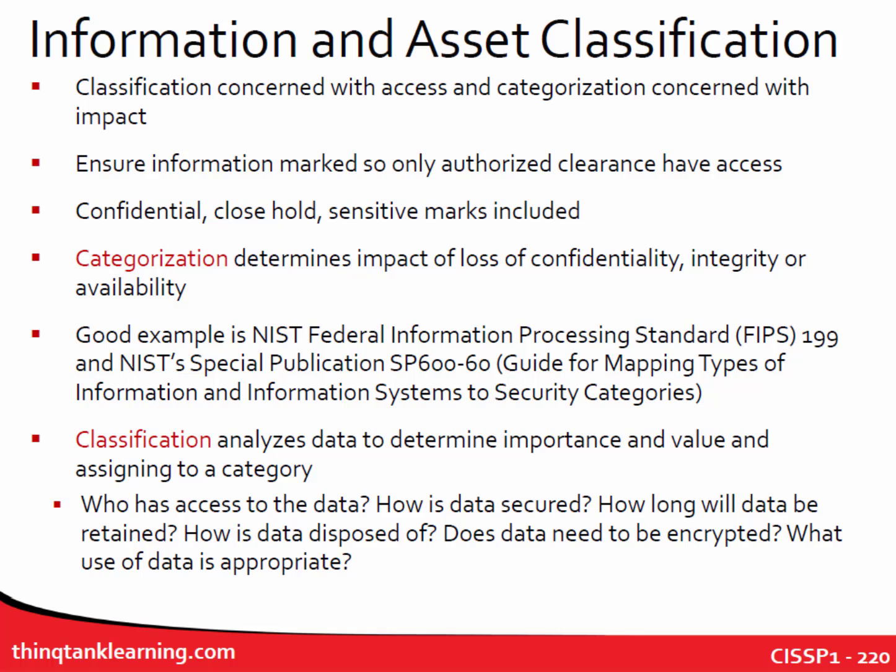Data often is going to be restricted as to who can access that information. So providing confidentiality, ensuring that we're identifying the sensitivity of the information allows us to put in controls for confidentiality, integrity, and availability. A good example is the FIPS 199 special publication and SP 600-60, which is defined as the guide for mapping types of information and information systems to different categories. Now, we don't necessarily need to get into the details of 600-60, but we will see some examples of data classification as part of our discussion here in this particular section.